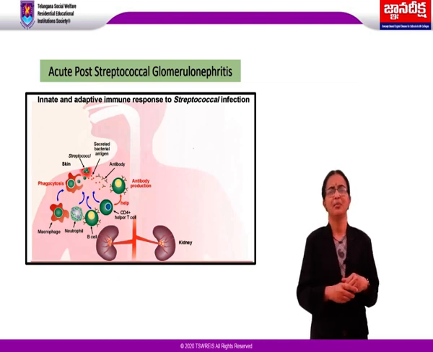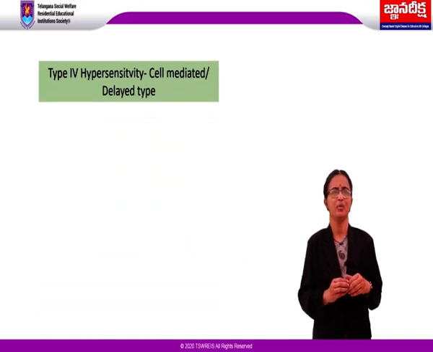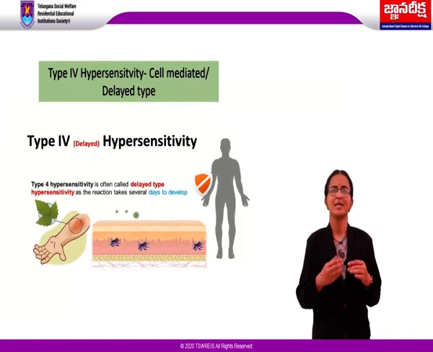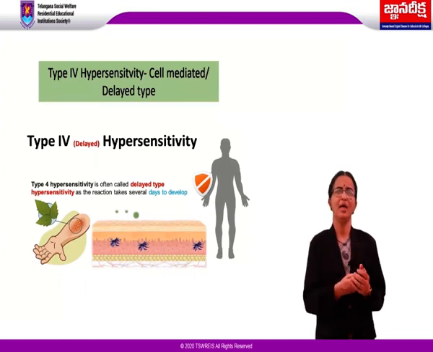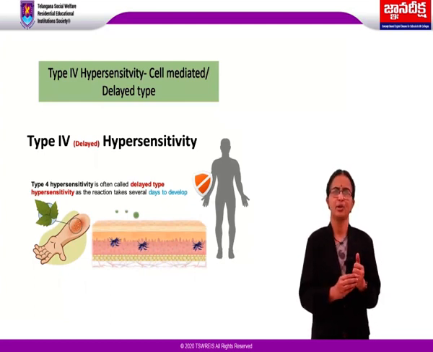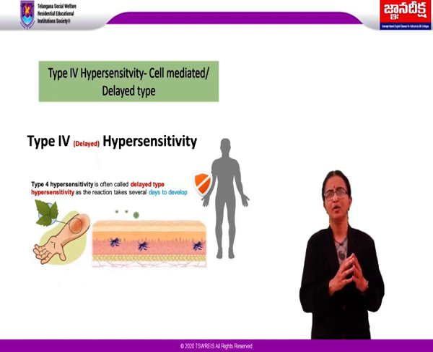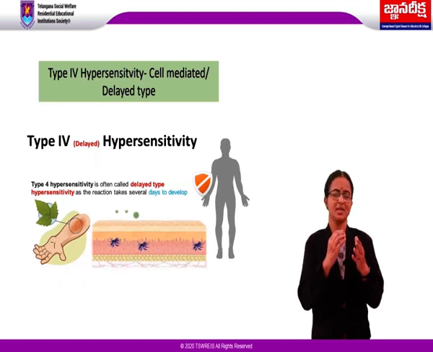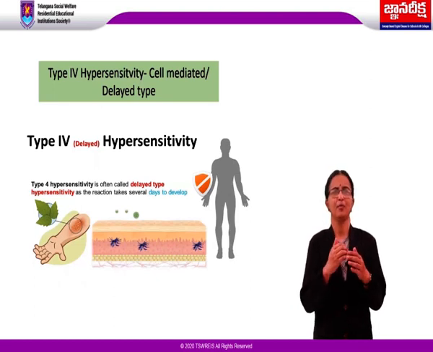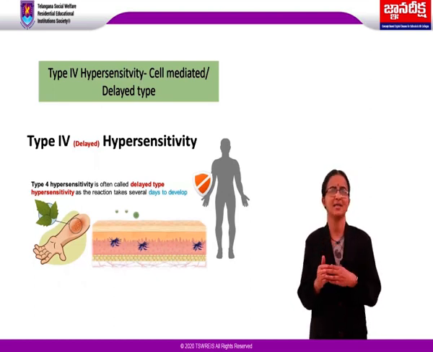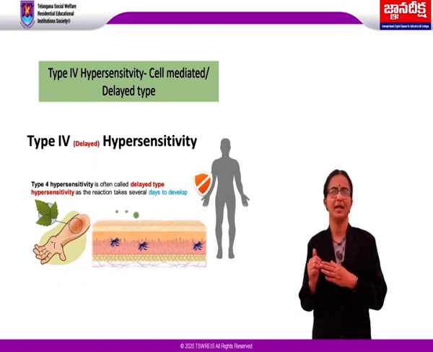The fourth type of hypersensitivity is delayed type of hypersensitivity or cell-mediated hypersensitivity. Till now, we have seen the involvement of antibodies which are produced by the B cells converted to plasma cells. That means type 1, 2, 3 are antibody mediated. But this type 4 is mediated by T cells, that is by cell mediated.